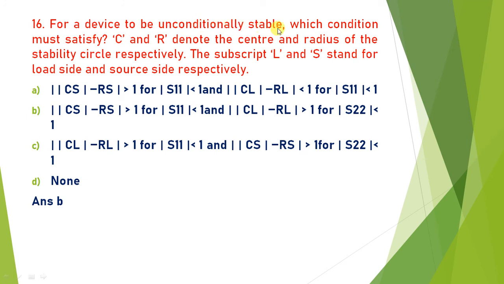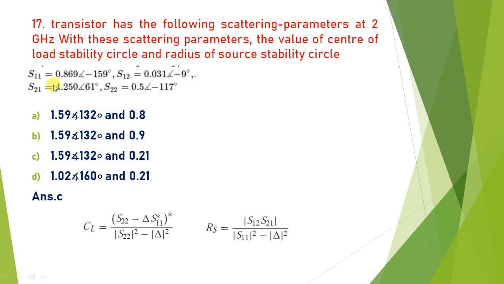For a device to be unconditionally stable, which condition must be satisfied? C and R denote the center and radius of the stability circle respectively. The subscripts L and S stand for load side and source side respectively. For unconditional stability, which condition is true? B: mod CS minus RS must be greater than 1 for all mod S11 less than 1, and similarly mod CL minus mod RL must be greater than 1 for mod S22 less than 1. So condition B is the only one that is true. A and C are wrong. So the answer is B.